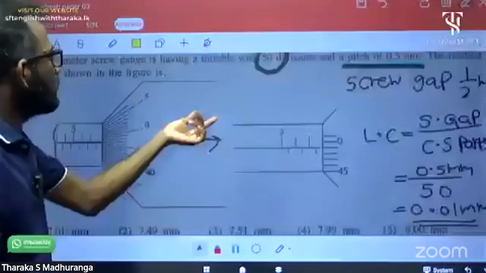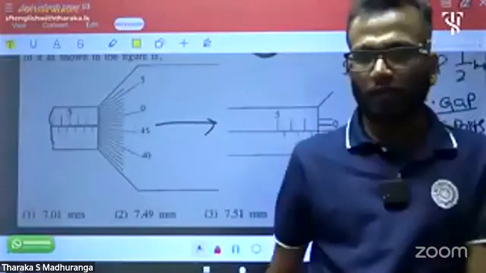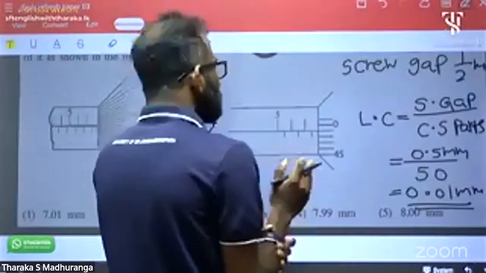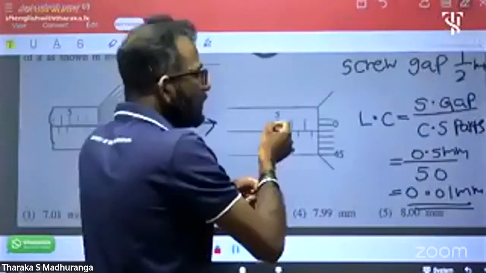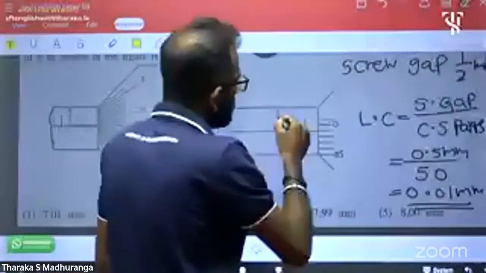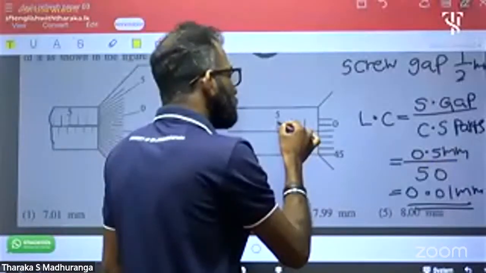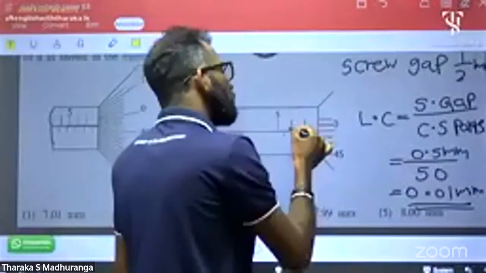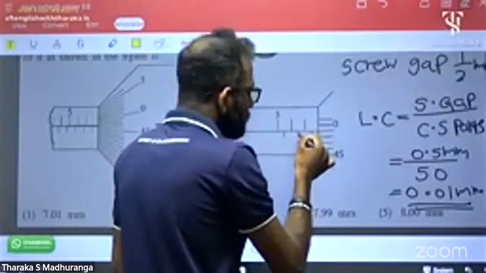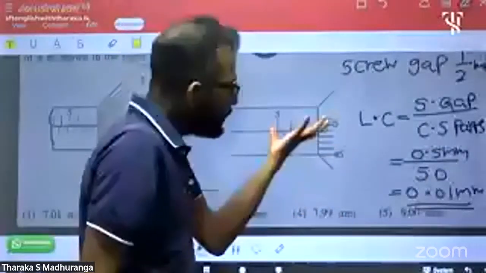Now, how can you read this value? I will explain step by step. First of all, you have to get the linear scale final value. What is the linear scale final? 5, with the gap 0.5: 5, 5.5, 6, 6.5, 7, 7.5 is the final value we can observe in the linear scale.